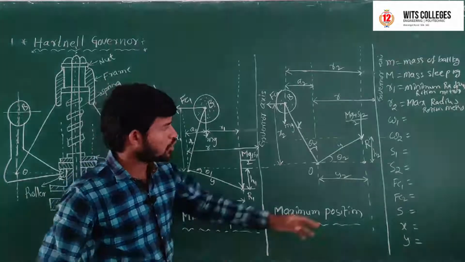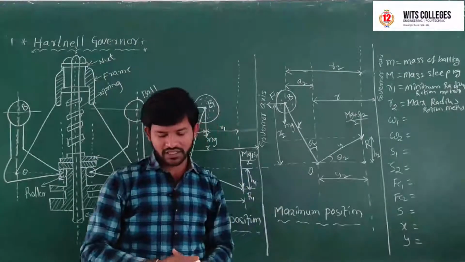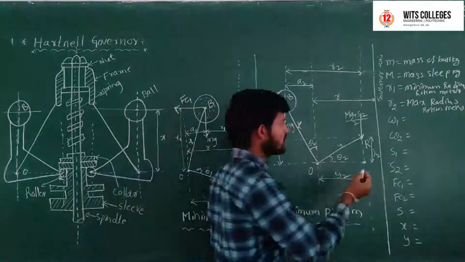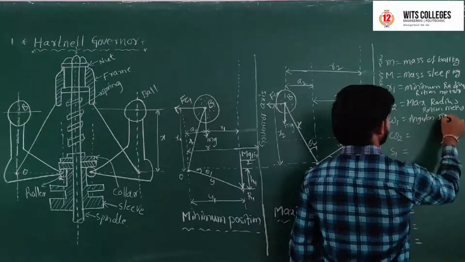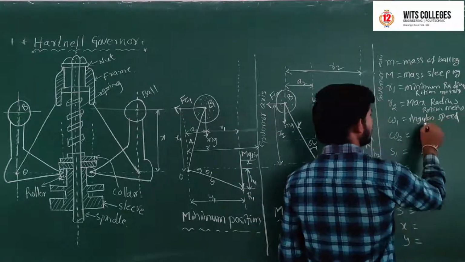Next one, omega 1 is nothing but the angular speed of the governor in the minimum position.